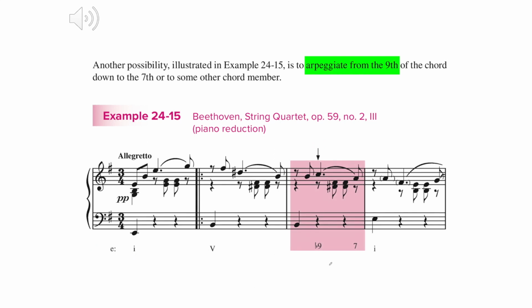This is the analysis. We can show it, and we should show it actually, because it is a chord member, but we should know it is not a real ninth chord yet. Let's listen to the excerpt.